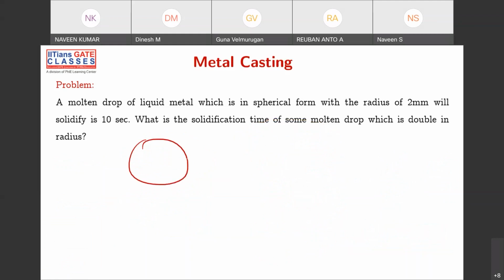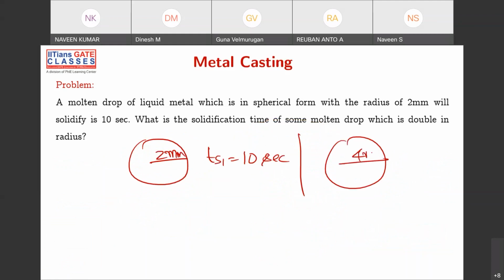If you just take this as 2, the answer is 10 seconds, and we had 4, and then Ts2 is equal to 10 seconds times the square, that is 40 seconds. Okay? You got clear? Then it's okay.